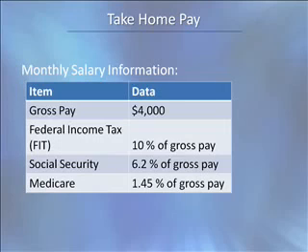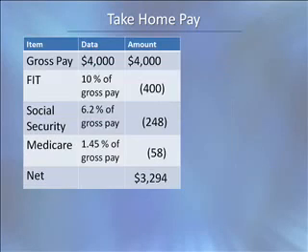Here is monthly salary information. We need to compute the take-home pay. Gross pay is $4,000. Federal income tax, FIT, is 10% of gross pay. Social Security is 6.2% of gross pay, and Medicare is 1.45% of gross pay. For each deduction, we multiply the percentage by the gross pay of $4,000. You can either use the percentage key on your calculator or convert the percentage into a decimal as used here.